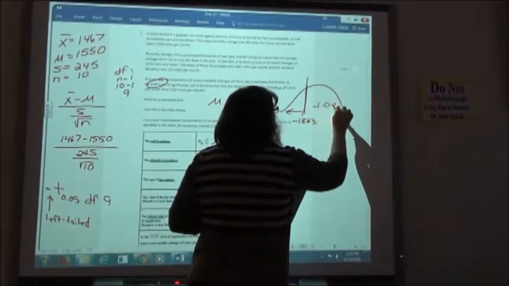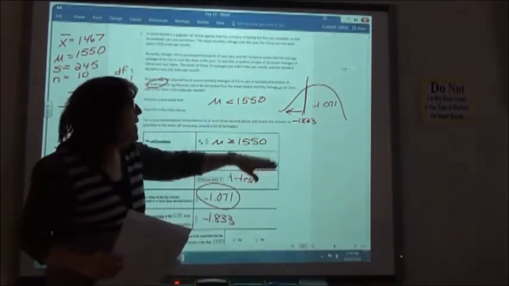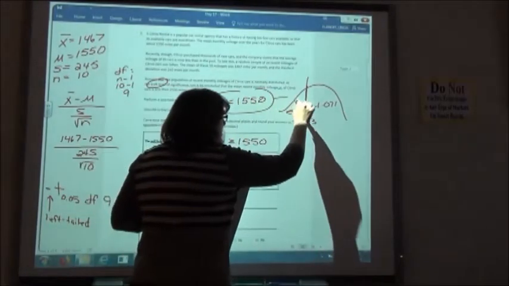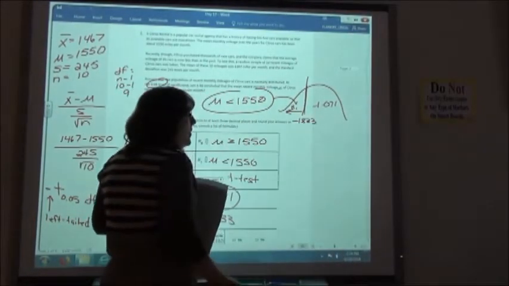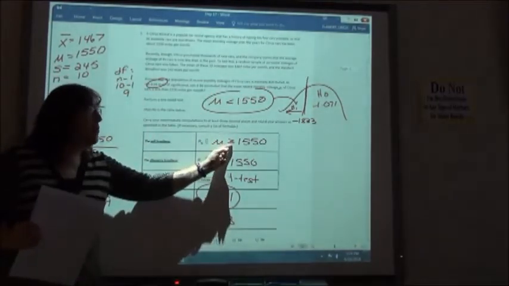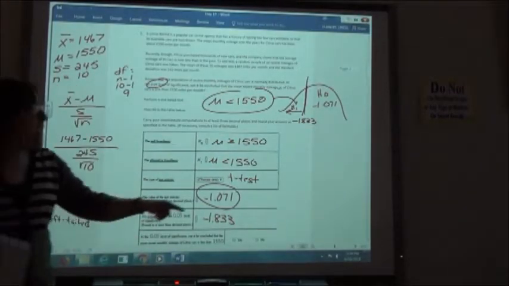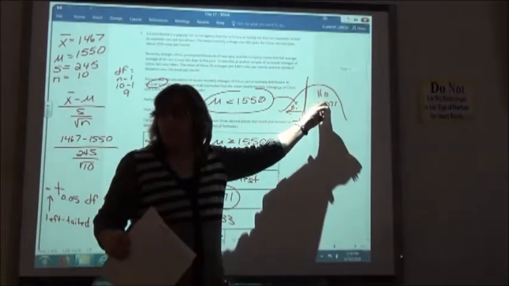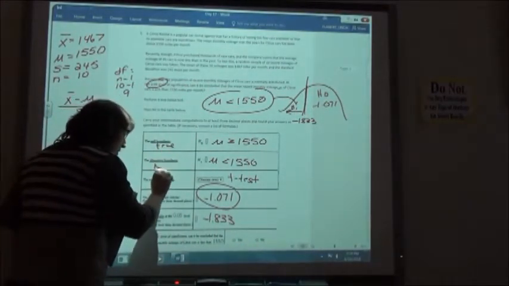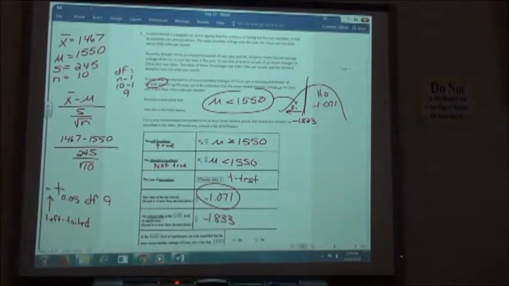Negative 1.071 would be in this section over here. Okay? This section to the left is this, which is our H1 answer. This section over here, then, is going to be our null answer that's greater than or equal to. So, we ended up being in this section with our null. That means this is the true statement, this is the not true statement. I'm going to word that.